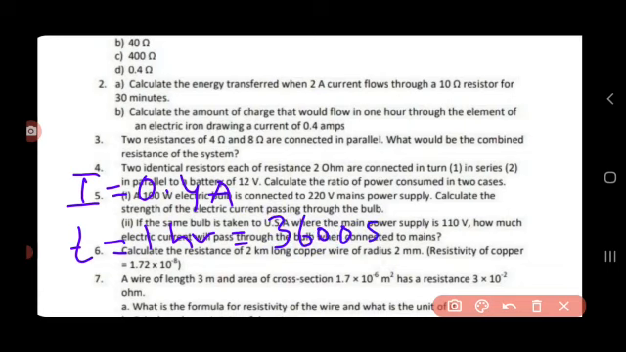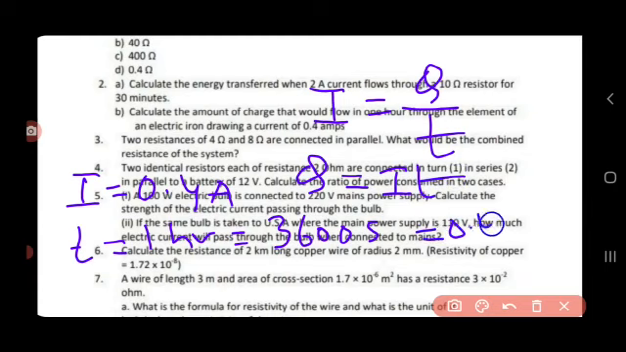I repeat, a current of 0.4 ampere is passed, so I is equal to 0.4 ampere for 1 hour. So time is 1 hour, that is 3600 second. You have to find the charge transferred. For this, we are using the formula I equal to Q by T. So Q equal to IT. We know the values of I and T. Putting the value in this equation Q equal to IT, we get the result. This is all about the question number 2.